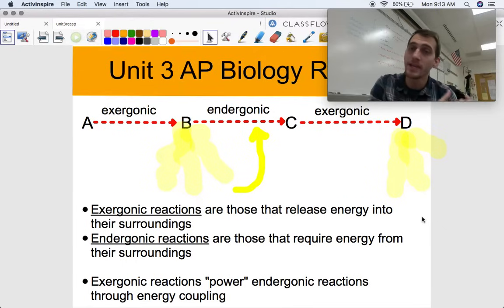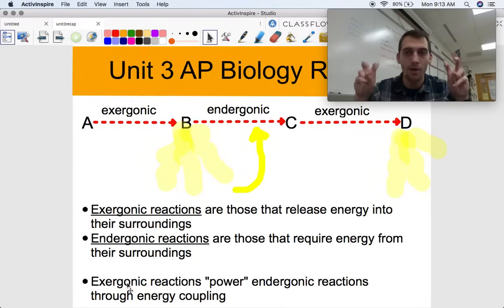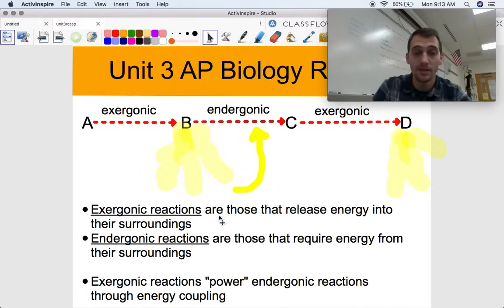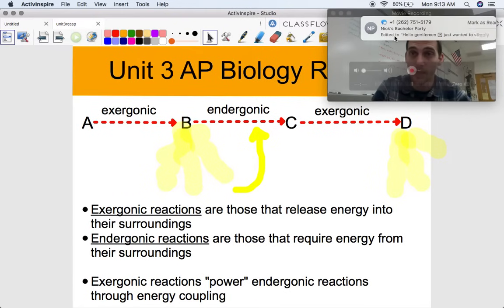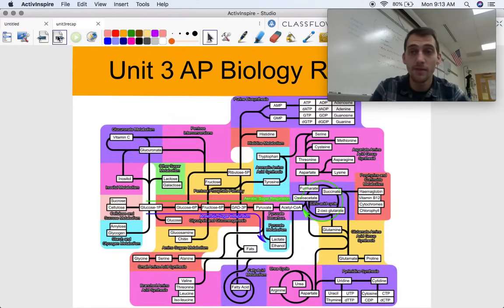So the living thing is definitely using this energy to the most extent possible. It's not just letting the extra energy from the exergonic reaction dissipate into the environment as heat. It is being used, and therefore it's being more efficient. And this is called energy coupling or reaction coupling. And as I said, exergonic reactions power endergonic reactions through energy coupling. Okay, so this is pretty straightforward here.